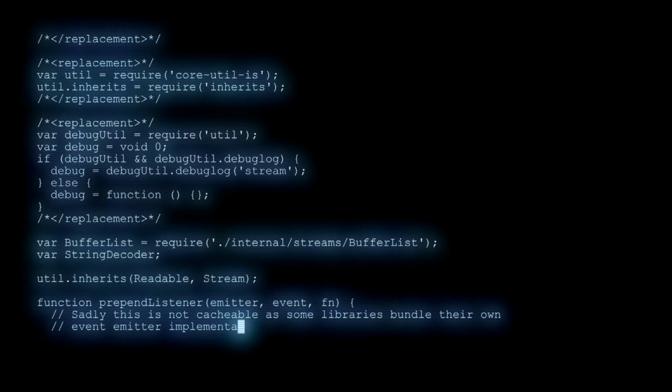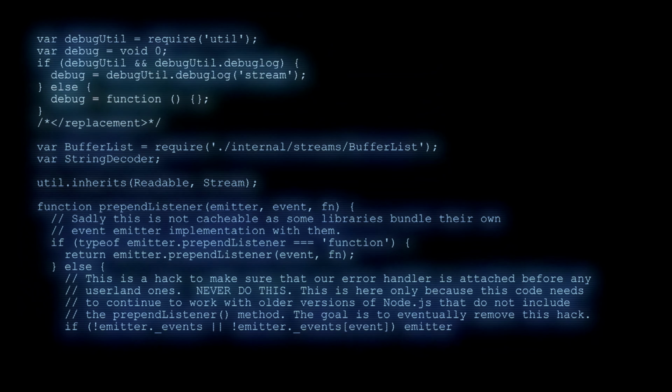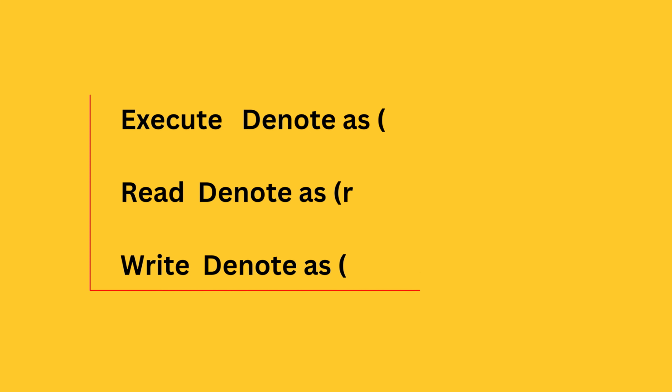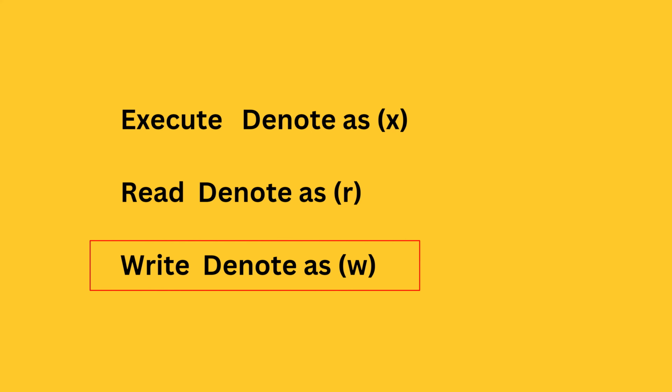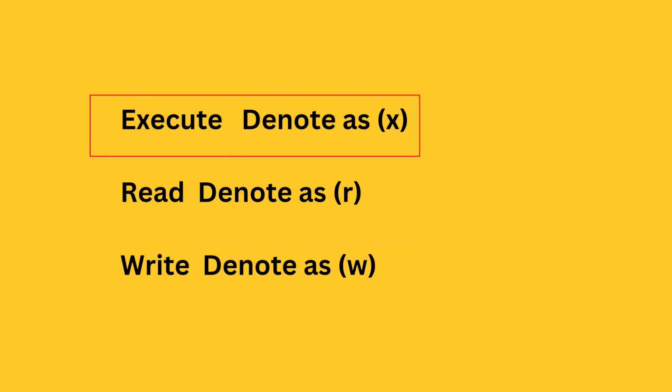Every file and folder in Linux has certain rules that dictate who can do what with it. There are 3 basic permissions. 1. Read permission, denoted as R, like allowing someone to view the pictures in your photo album. 2. Write permission, denoted as W, like giving someone the marker to add captions in your album. 3. Execute permission, denoted as X, like letting someone put on a slideshow with your album.